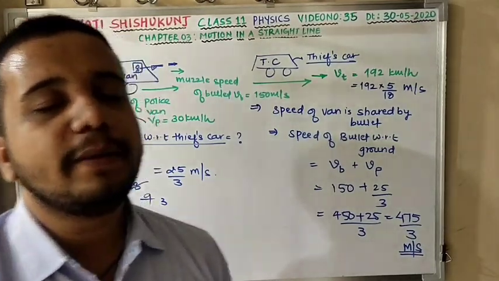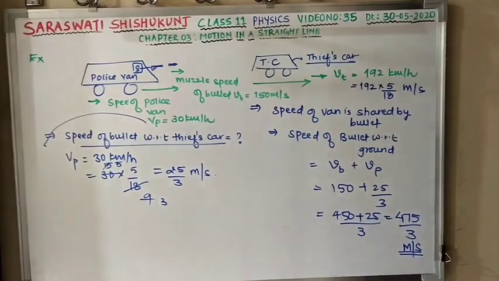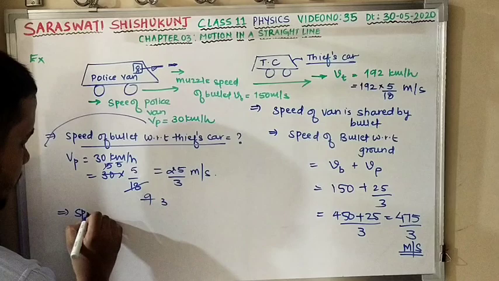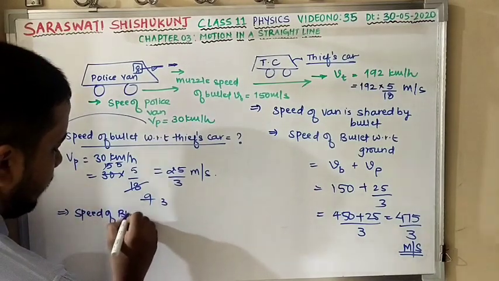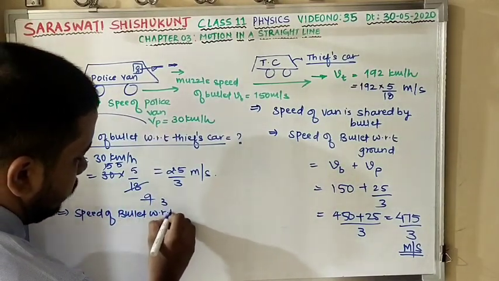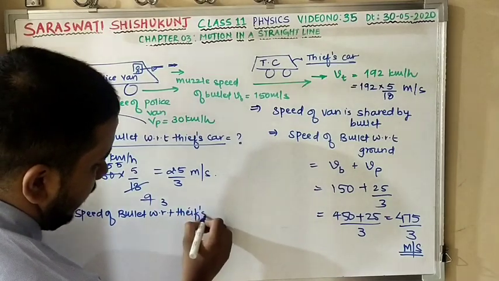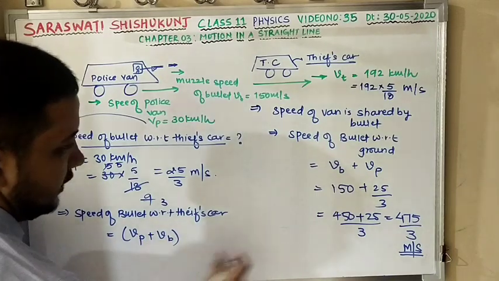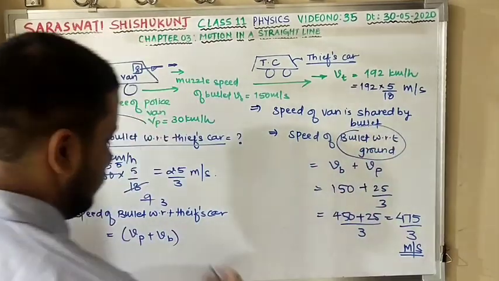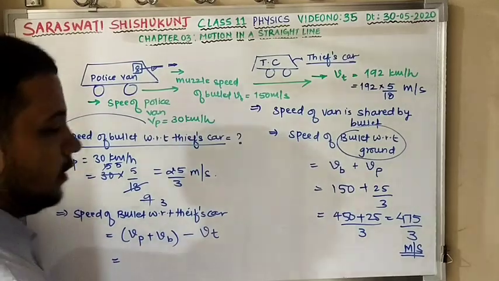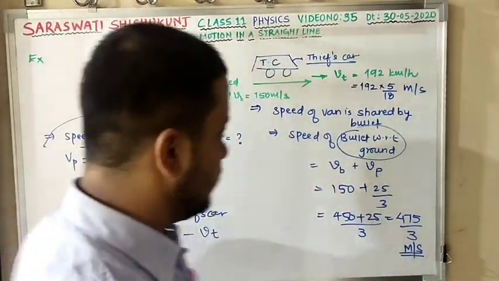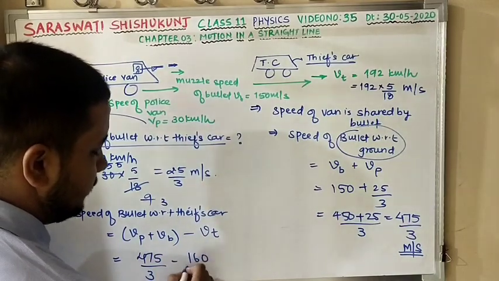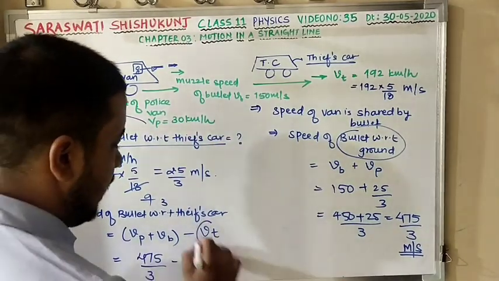Okay. Moving ahead, you will be able to notice in this numerical, now we have to calculate what? Speed of bullet with respect to thief's car. Yes or no? That is simply equal to what? Police plus bullet, that is your speed of bullet with respect to ground, minus thief's car velocity. What is Vp plus Vb? They have already found out. That is 475 by 3. And this is 160 by 3. Vt is 160 by 3. Sir, how is Vt 160 by 3?